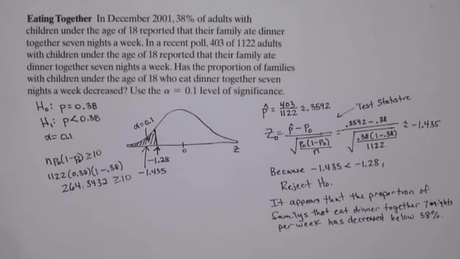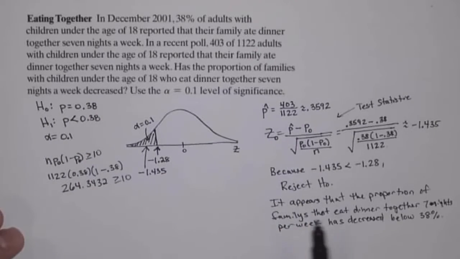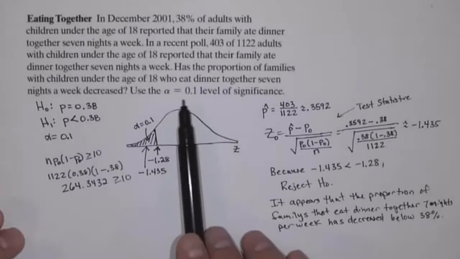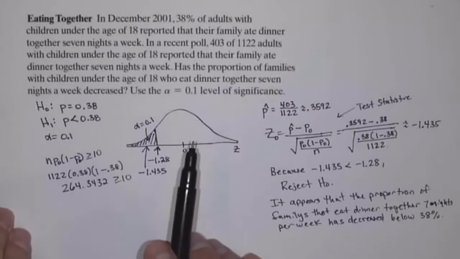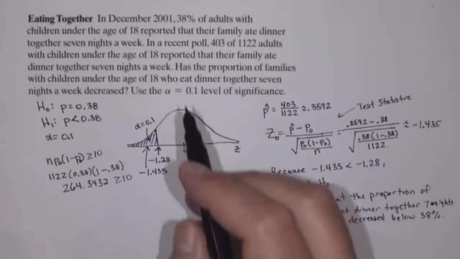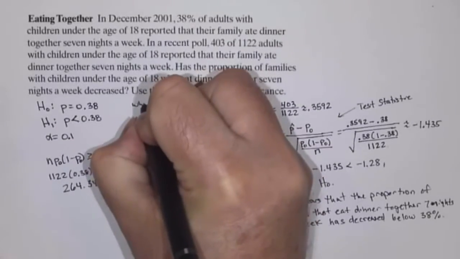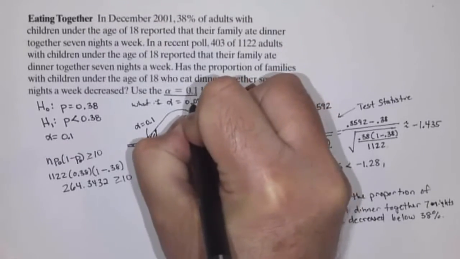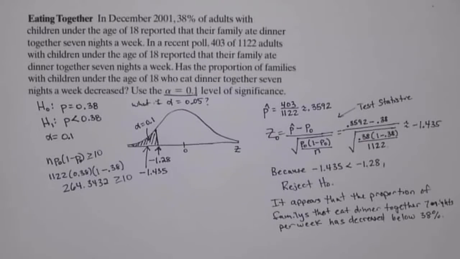So at the end of the previous video, we drew a conclusion for this particular problem. We concluded that the proportion of families that eat together 7 nights a week is now less than 38%, and we used a 0.1 level of significance in drawing that conclusion. So I want to start this video with a new question. What if, instead of using alpha equals 0.1, we had used alpha equals 0.05? Would we have still rejected the null hypothesis?